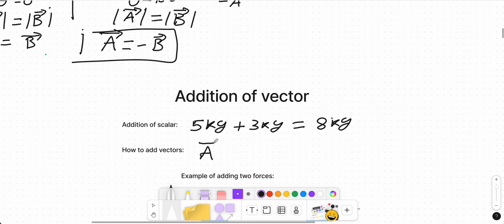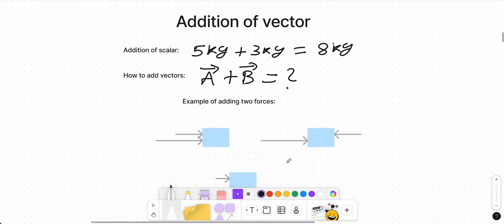If I have a vector A and vector B, then what is the resultant? How to add a vector? For example, I have a force of, let's say, 5 Newton and 3 Newton. What is the resultant? Is it 8? In this case, yes, it is correct. The resultant is 8. But in this case, 5 and 3 are acting in opposite direction. Is it 8? No, you are correct. That's 2. So here it is 5 minus 3, 2.